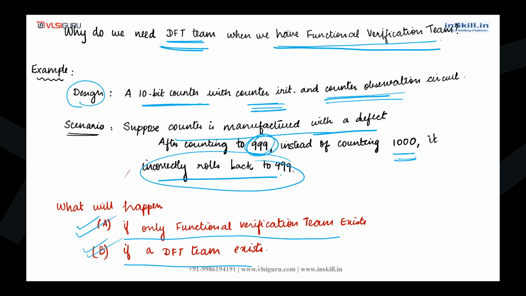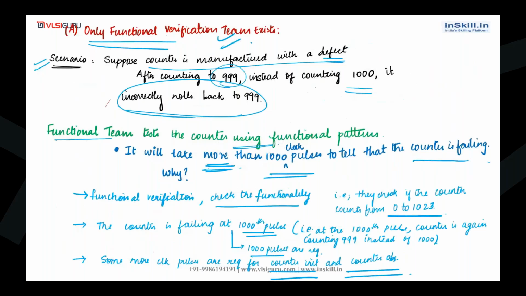We try to understand what will happen if only a functional verification team exists, and what will happen if a DFT team exists. If only the functional verification team exists, they will test the counter with functional patterns. In that scenario, it will take more than 1000 clock pulses to tell that the counter is failing, because the functional verification team checks the functionality. The counter fails at the 1000th pulse, so 1000 pulses will be required, and some more clock pulses for counter initialization and counter observation.